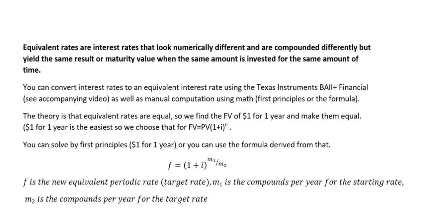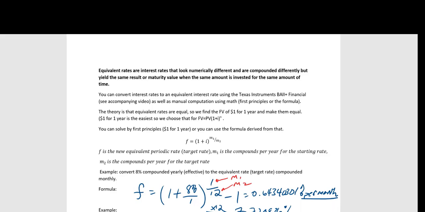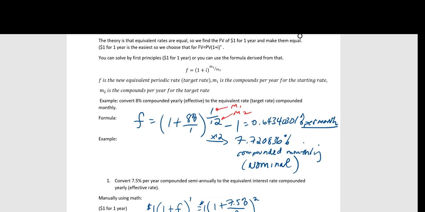M1 is the compounds per year for the starting rate, and M2 is the compounds per year for the target rate. For example, convert 8% compounded yearly, i.e. effective, to the equivalent rate, which is the target rate, compounded monthly. Using the formula, F equals (1 plus 8% divided by 1) for 1 year to the exponent 1 divided by 12, minus 1. M1 is the starting rate and M2 is what we call the target rate. This equals 0.64340301% per month. Multiplying by 12, we get 7.720836% compounded monthly, which is the nominal interest rate.